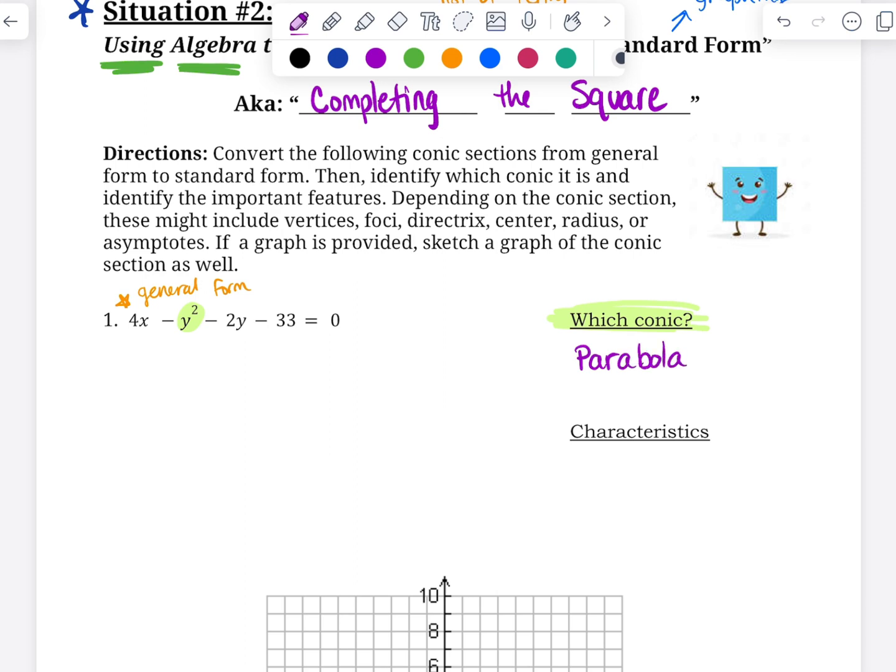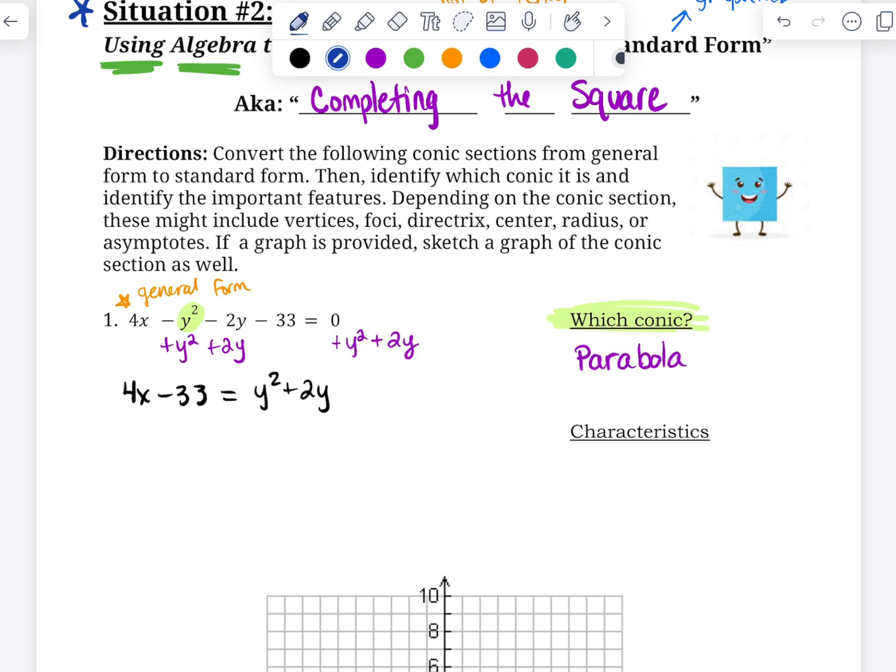Partially because I want to limit my y squared being negative if I can, I'm going to add the y squared and the 2y to the other side, because whenever you are completing the square for this unit, you want to keep everything that's part of the same variable together. In a parabola, you want to put all that stuff on one side. So that's going to leave me with the 4x and the negative 33 on the left side, and y squared plus 2y on the right.